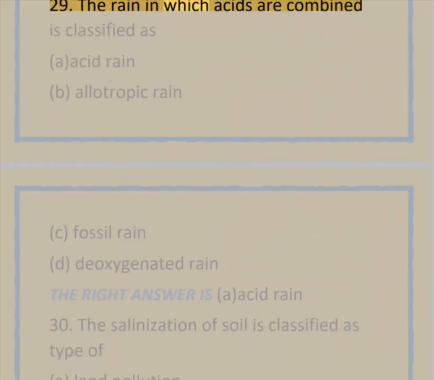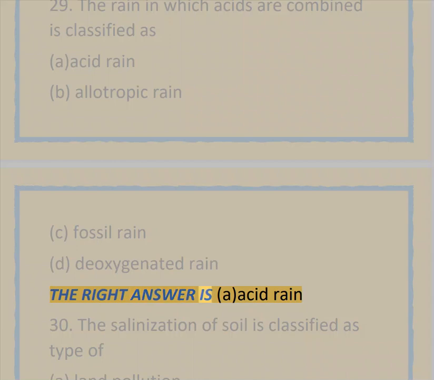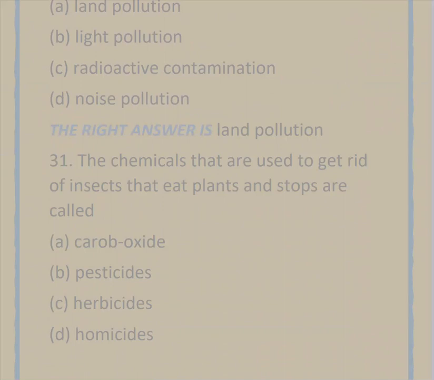29. The rain in which acids are combined is classified as A. Acid rain, B. Allotropic rain, C. Fossil rain, D. Deoxygenated rain. The right answer is A. Acid rain.